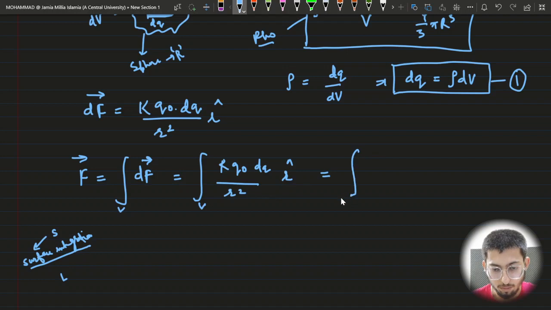So this volume integral over the volume v, k q naught, and you can replace this dq as rho times dv, right? Rho times dv.